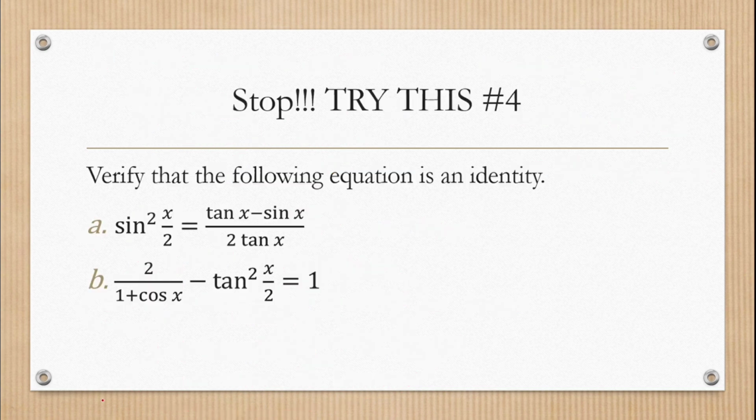So problem number 4. Stop, try this. Verify the following equation is an identity. A: sine squared x over 2, half angle identity, is equal to tan x minus sine x over 2 tan x. B: 2 over 1 plus cos x minus tan squared x over 2 is equal to 1.